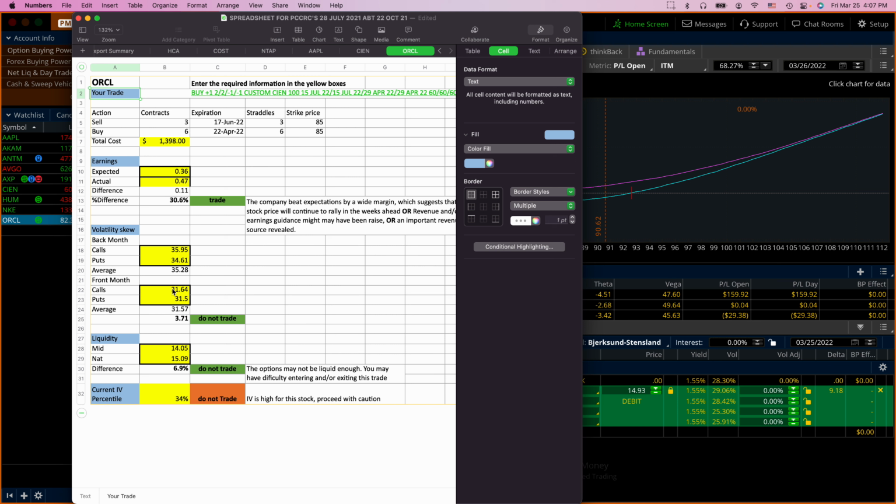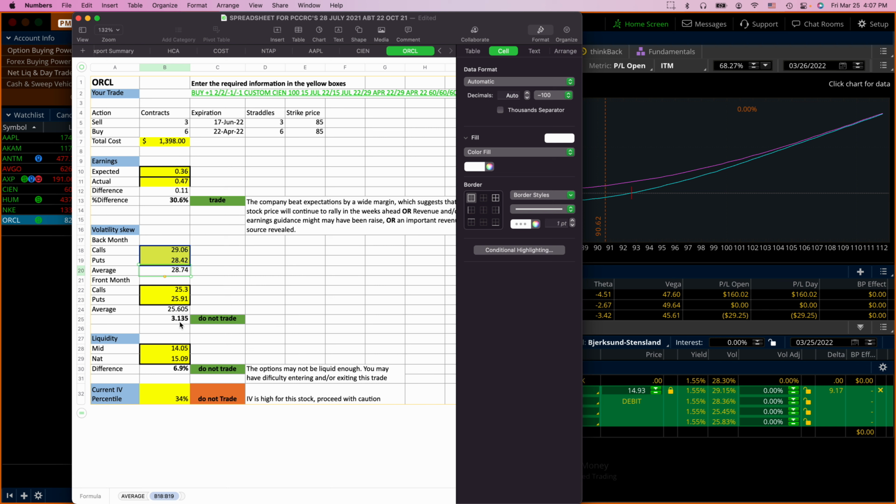Let's do the volatility skew. I think that will fail. The front month is 25.3, 25.91, and the back month, again, the number right here in your bottom right corner, 29.06 and 28.42, and yeah, it's a little over 3%. Not too bad though. I might be motivated to still do the trade.